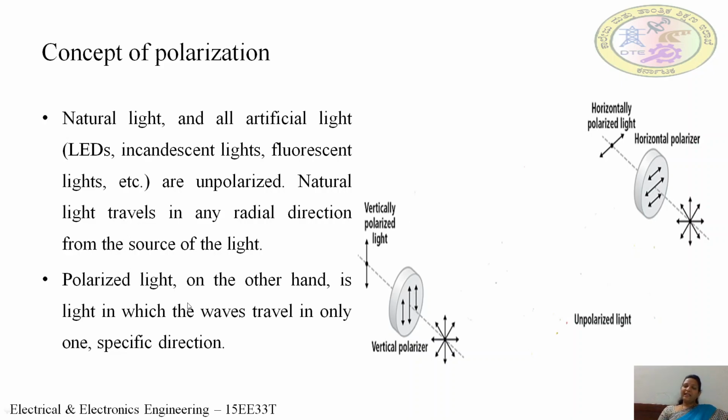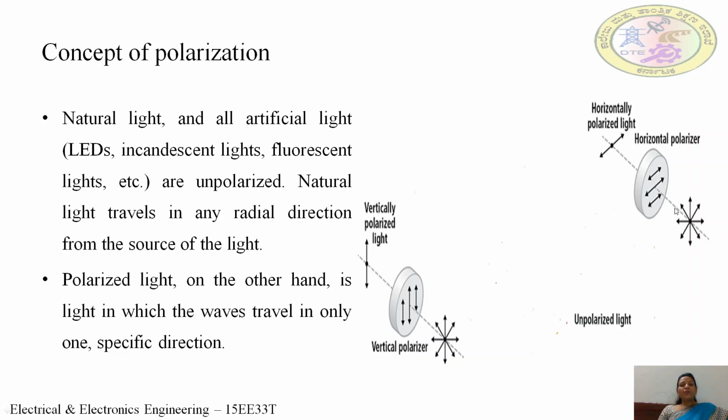Polarized light, on the other hand, is the light wave in which the waves travel only in one particular direction. Let us consider this example. As you can see, this is the unpolarized light which is scattered in all directions, and here is a polarizer, which is also called a filter, whose axis is horizontal.